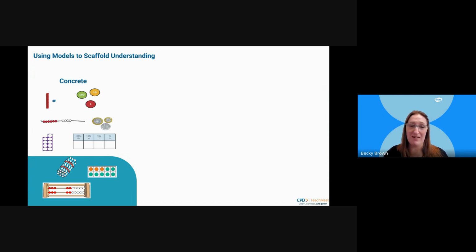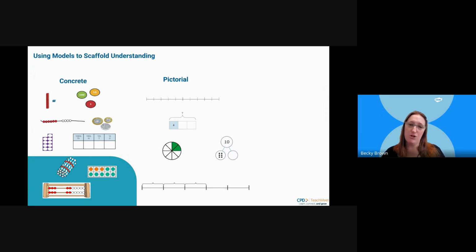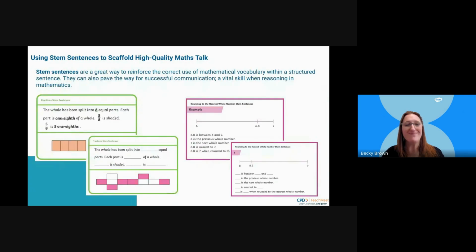And just a reminder really of the things you might use. Hopefully these are the things that you have in your classroom: base 10, place value counters, coins, bundles of straws, Rekenreks if you're lucky enough to have them. And then those things should move to a representation of those things in part whole models or bar models, number lines, things like that. And then eventually, of course, moving to more complex abstract algorithms.